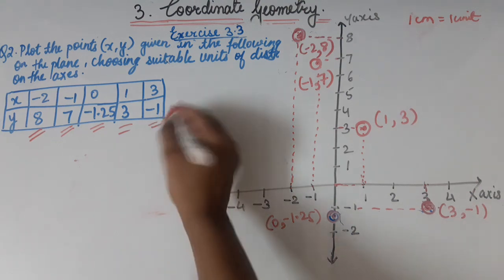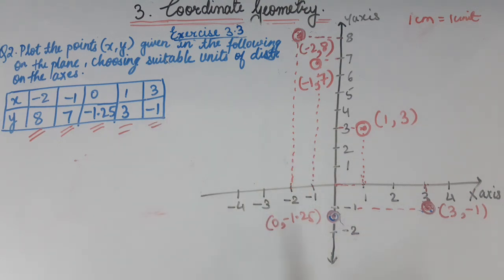So in this way we have plotted all the 5 points on the Cartesian plane, and we have taken the scale as 1 centimeter equal to 1 unit, right?